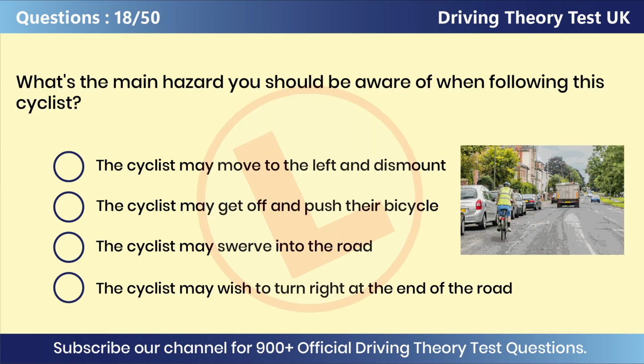Question 18. What's the main hazard you should be aware of when following this cyclist? A. The cyclist may move to the left and dismount. B. The cyclist may get off and push their bicycle. C. The cyclist may swerve into the road. D. The cyclist may wish to turn right at the end of the road.